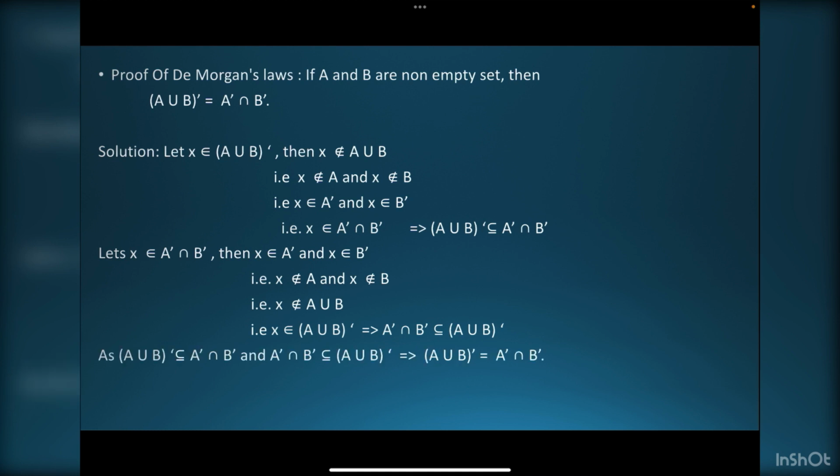Now with the two proofs we have done so far, (A union B) complement is a subset of A complement intersection B complement, and the reverse is that A complement intersection B complement is a subset of (A union B) complement. So as you know the subset rule, if A is a subset of B and B is a subset of A, that means A equals B. So this means (A union B) complement equals A complement intersection B complement.